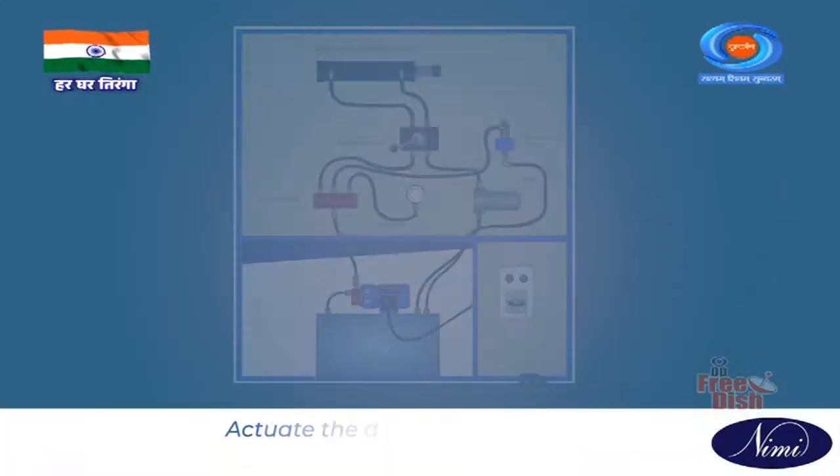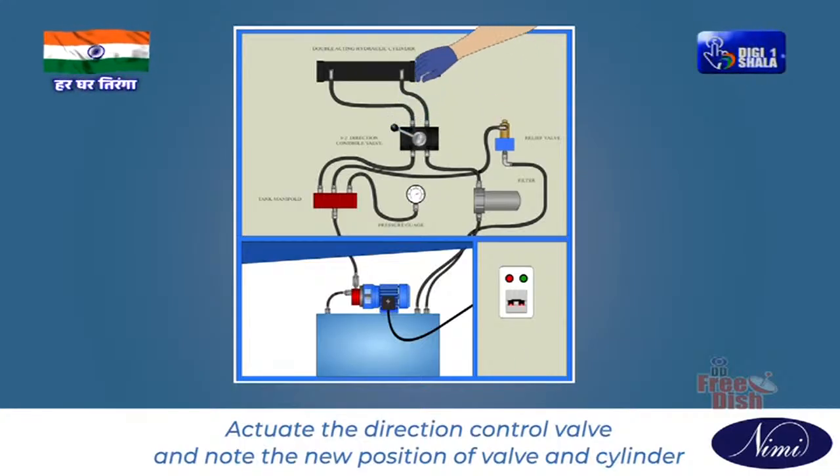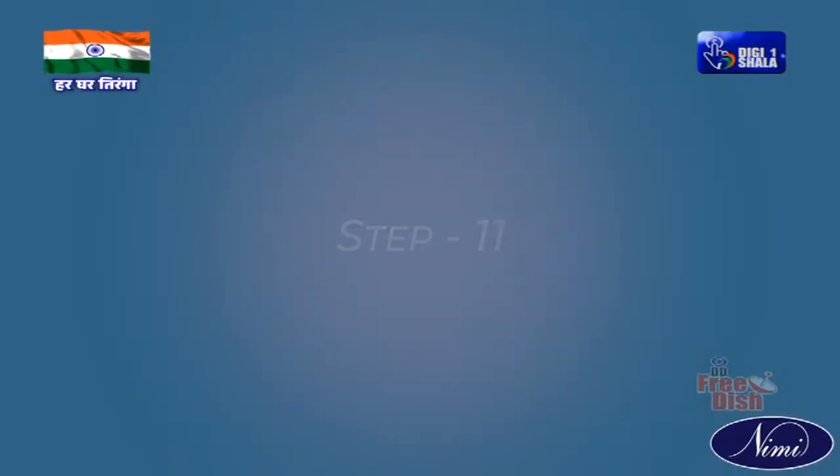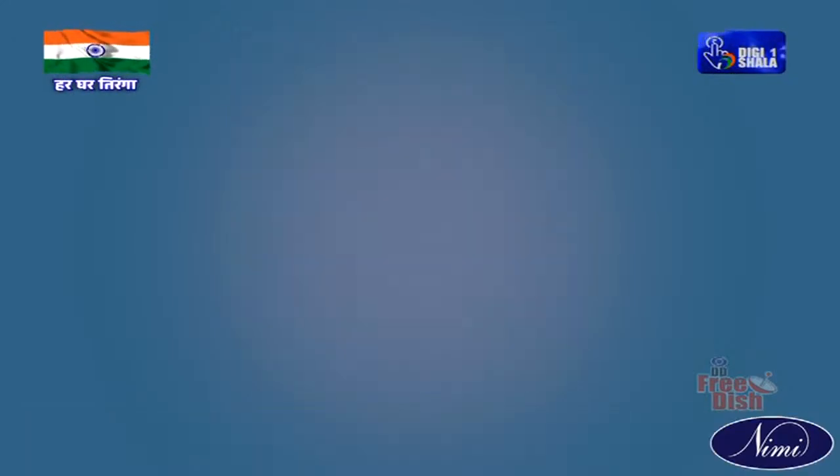Step 10. Activate the direction control valve and note the new position of valve and cylinder. Step 11. Put off hydraulic pump. Step 12. Disconnect the valves and other elements and place them in their respective places. Circuit number 2.